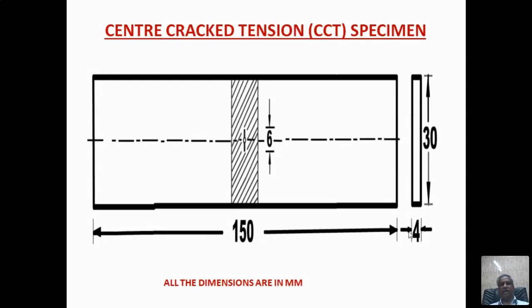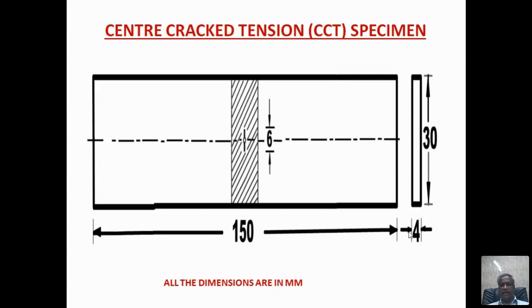Otherwise, if you don't introduce a crack and test the specimen, the crack will initiate from anywhere, and it's very difficult for us to monitor, locate, or identify the crack. So we introduce a crack of length 6 millimeter. The total width of the specimen is 30 millimeter. This sharp crack is machined using the wire cut EDM process.